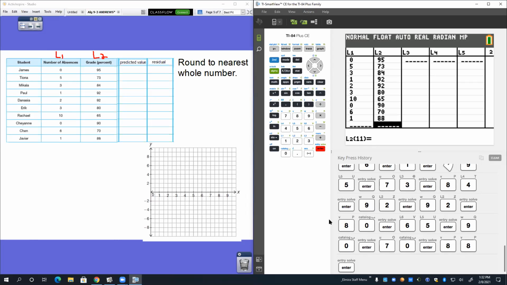Always double check your data just to make sure that you typed it in correctly, because if you have even one number wrong, it's going to throw things off. Notice the directions for this question say round to the nearest whole number.